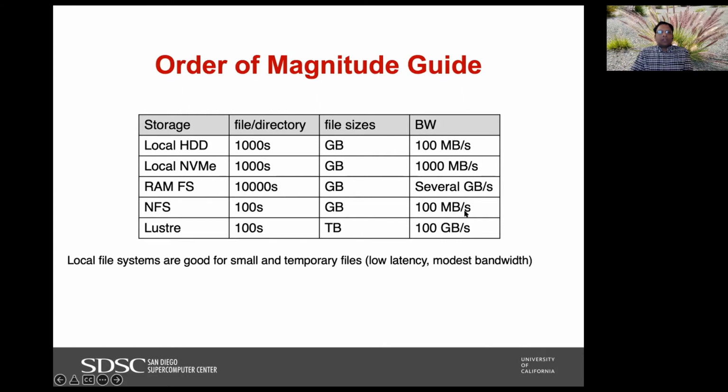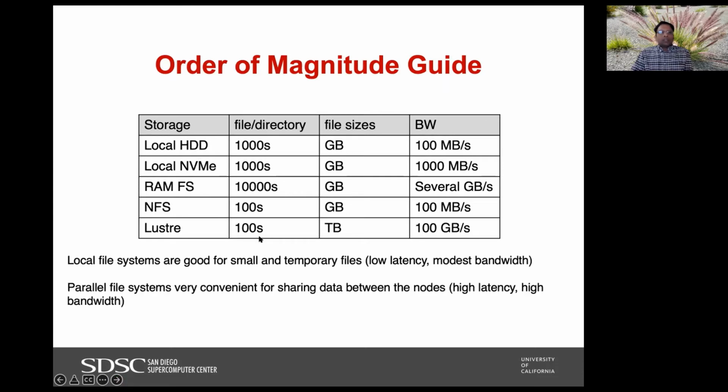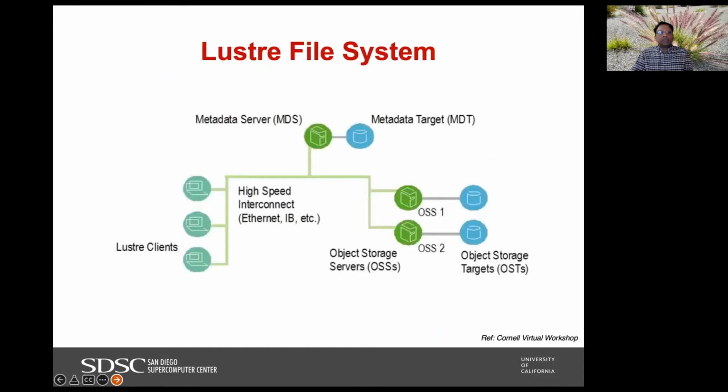The bandwidth varies depending on each of these locations. You could get a few gigabytes per second out of the NVMe. NFS is pretty slow. 100 is, again, very conservative. These are orders of magnitude, so you can probably get 200-300, but that's about it. And with our Lustre file system, you can scale out to the order of 100 gigabytes per second. That's at the top end if you do everything right. So the local file systems are good for small and temporary, and the parallel file systems are good for the large bandwidth kind of things.